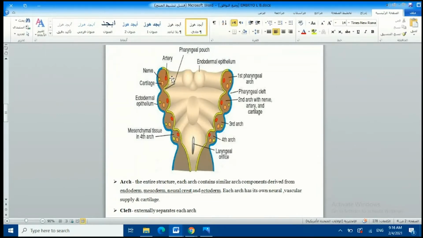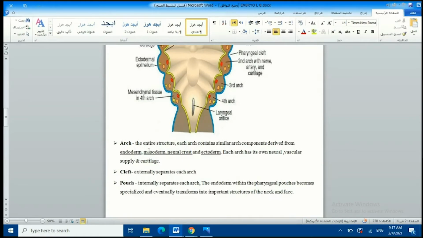If I ask you now, what is the origin or what are the layers that are found in the arch, you're going to answer endoderm, mesoderm, neural crest, and ectoderm. So what are the components that can be found in each arch? You're going to answer nerve. Why? Because each part of the face, for example, needs a nerve, an artery, and cartilage, right or not?